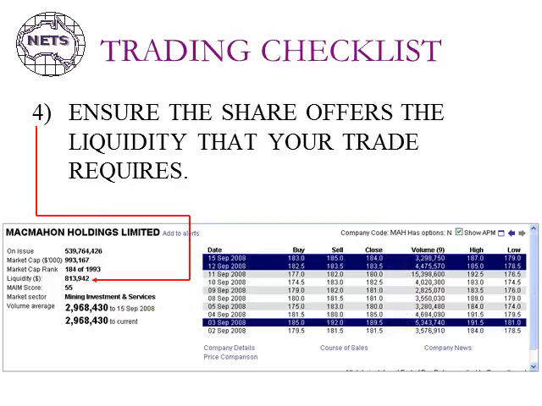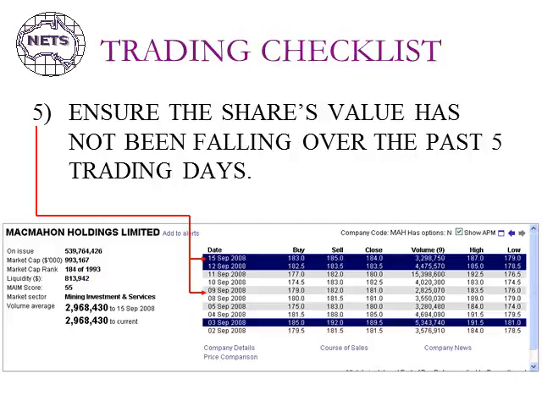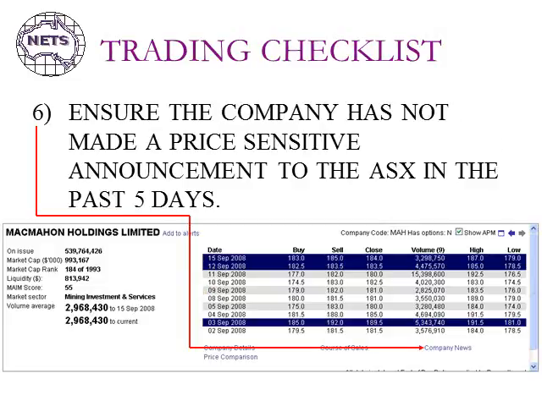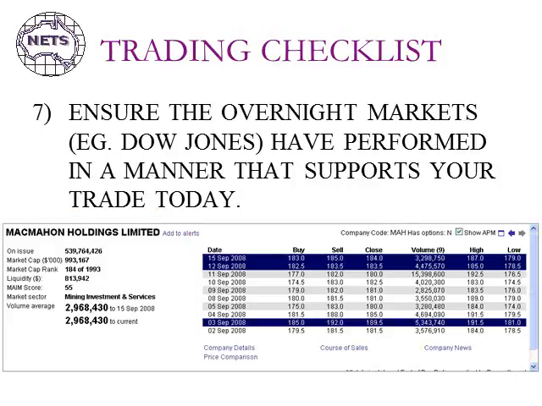Step 4. Ensure that the share offers the liquidity that your trade requires. Step 5. Ensure that the share's value has not been falling over the past 5 trading days. Step 6. Ensure the company has not made a price-sensitive announcement to the ASX in the past 5 days. Step 7. Ensure the overnight markets, for example the Dow Jones, have performed in a manner that supports your trade today.